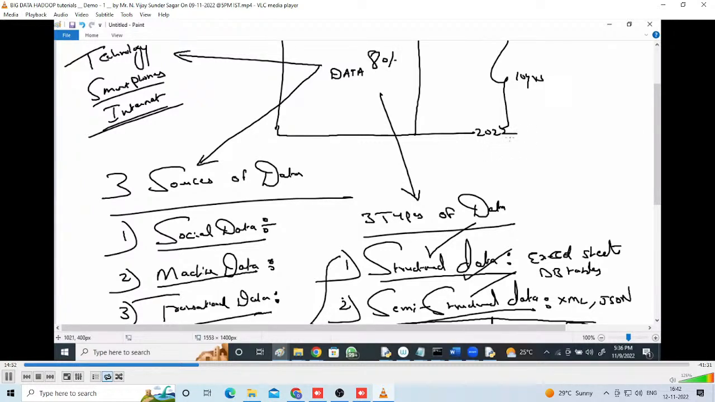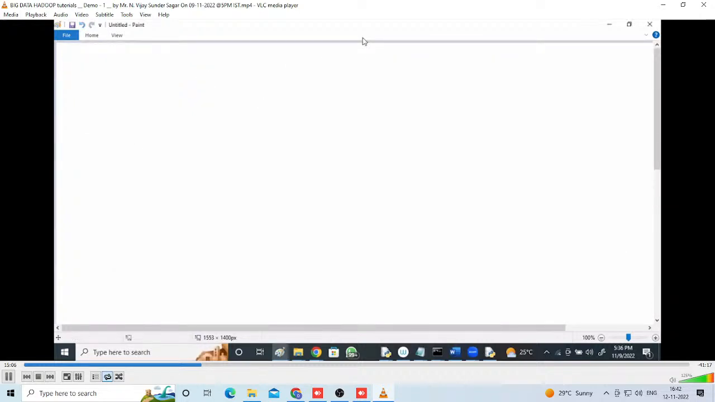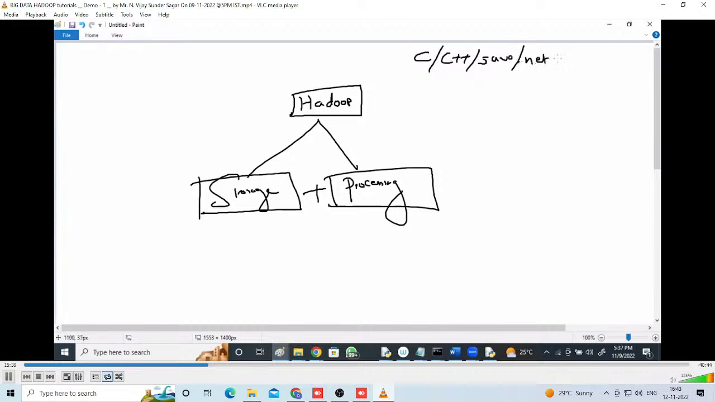As a solution to all the storage and processing level issues, we have got a framework called Hadoop. Hadoop is meant for two things: storage and processing. Generally, if you talk about any technology, C or C++ or Java or .NET, they are meant for processing.